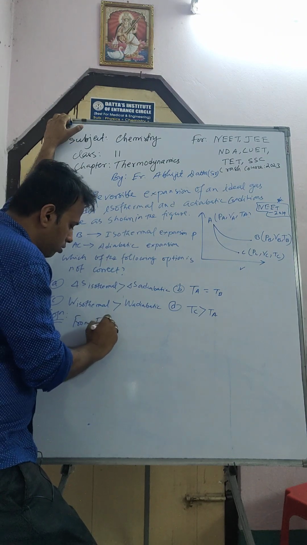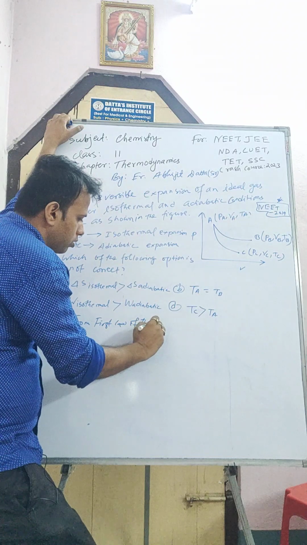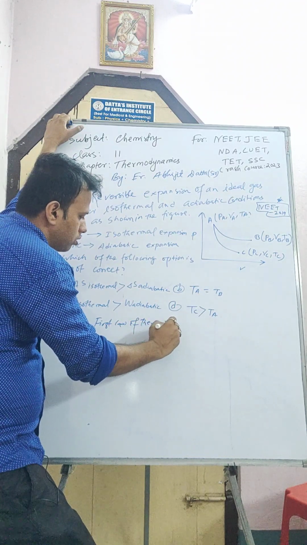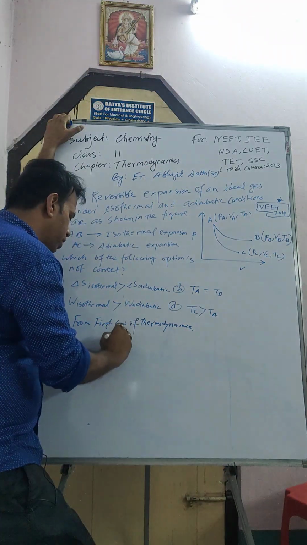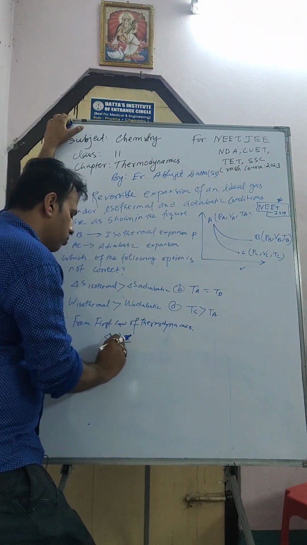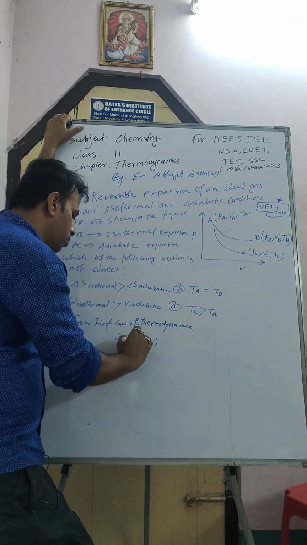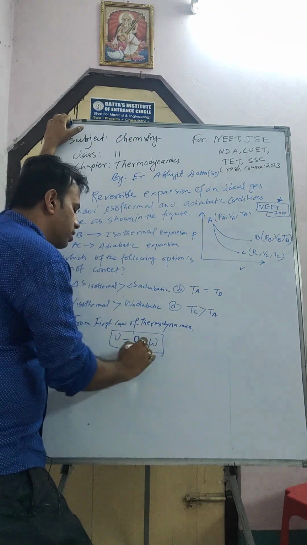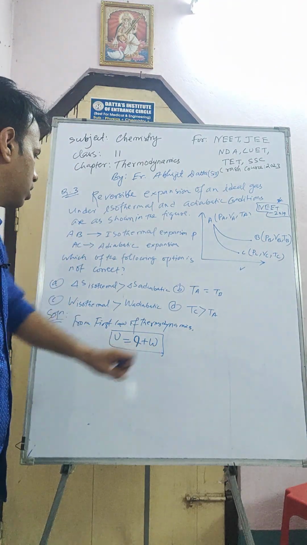From the first law of thermodynamics, we know that ΔU is equal to Q plus W. So internal energy is equal to heat plus work done.